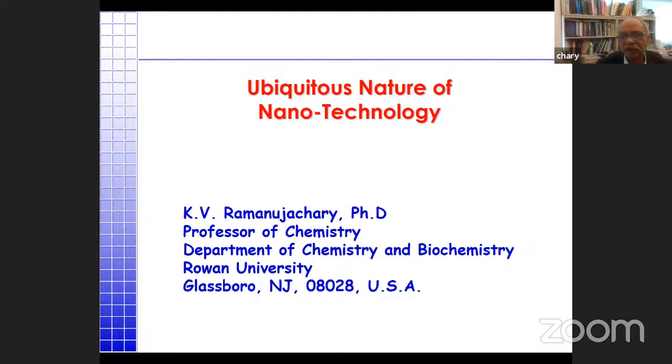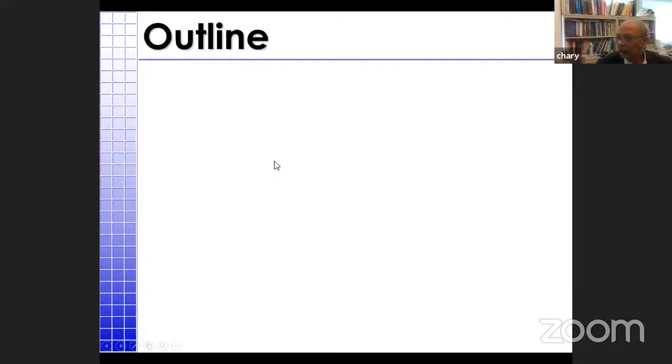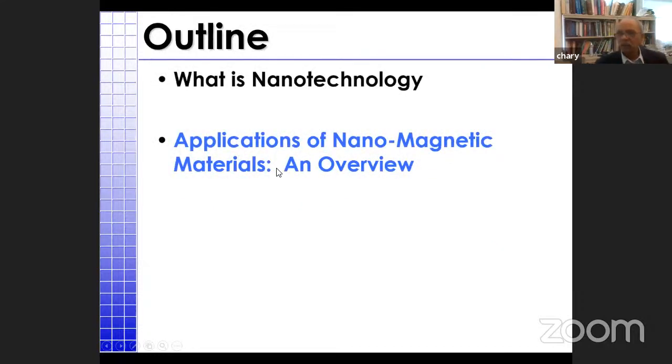So today I'm going to share with you, not the whole thing, just to be focused, I'll talk a little bit about magnetism at the nanoscale. I'll give you a brief introduction to nanotechnology, talk about several examples of magnetic nanomaterials, and look at the applications. In the end, we'll also talk a little bit about COVID and how nanotechnology is helping in fighting the pandemic. So that is the plan for my lecture. In the outline, I'll discuss what nanotechnology is and the application of nanomagnetic materials.